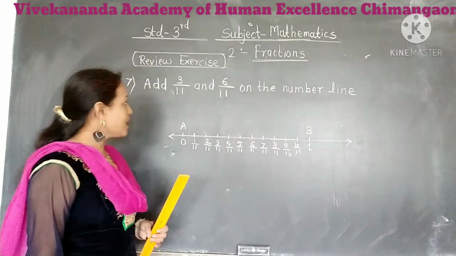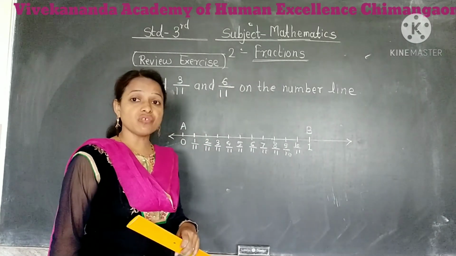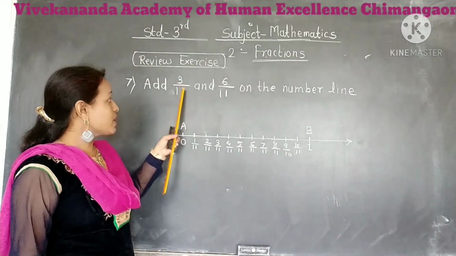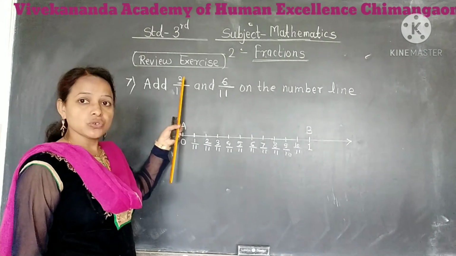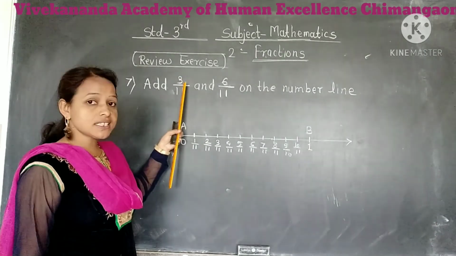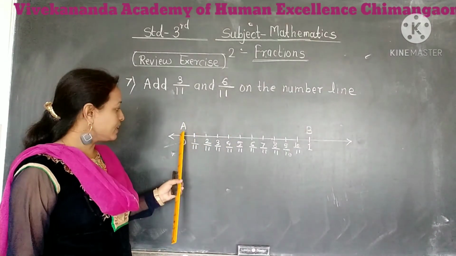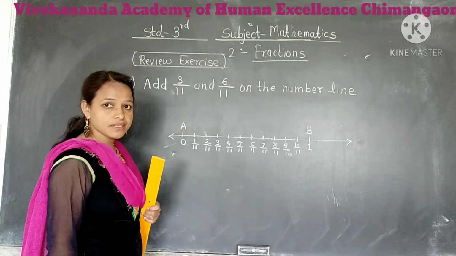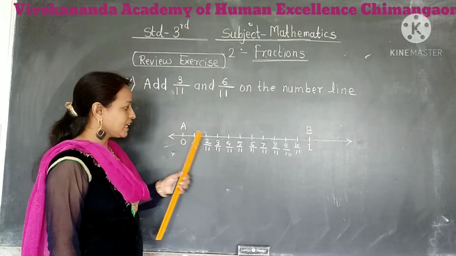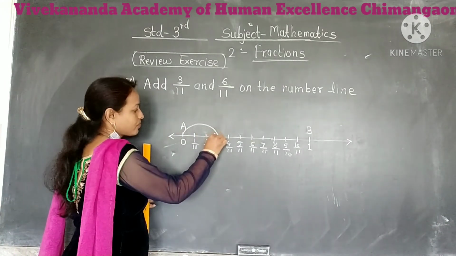Now we add 3 upon 11 and 6 upon 11. So for that, the first fraction is 3 upon 11. Here the numerator is 3. So we move 3 steps from point A. So here we move 3 steps from point A to reach fraction 3 upon 11.